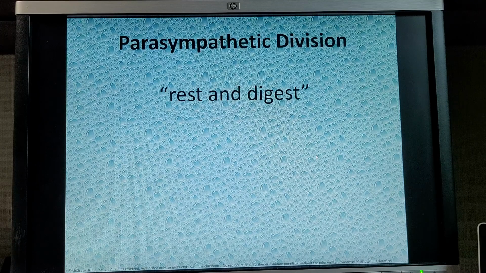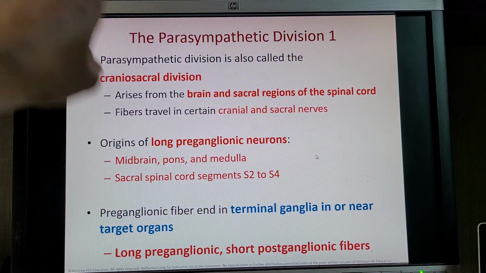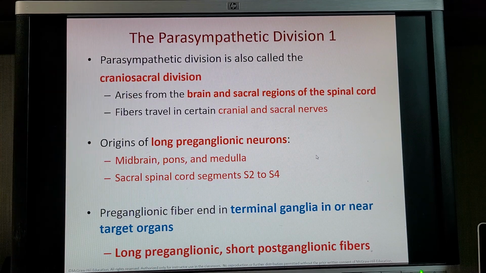Okay, let's look at our parasympathetic division. So again, our rest and digest, where we're calming stuff down. This one is called the craniosacral division, so it's from the brain, the cranium region, and the sacral division, down at the very bottom of our spinal cord. The opposite situation for our parasympathetic is that it has a long preganglionic neuron with very short postganglionic neurons, because the ganglia are either in the target organ, such as the heart, or very close by. So long preganglionic, short postganglionic.